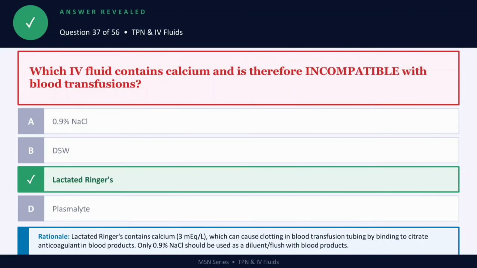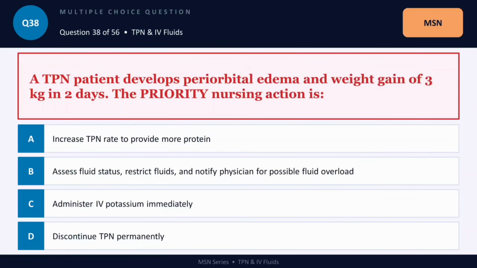Rationale: lactated Ringer's contains calcium, which can cause clotting in blood transfusion tubing by binding to citrate anticoagulant in blood products. Only 0.9% normal saline should be used as a dilute flush with blood products.